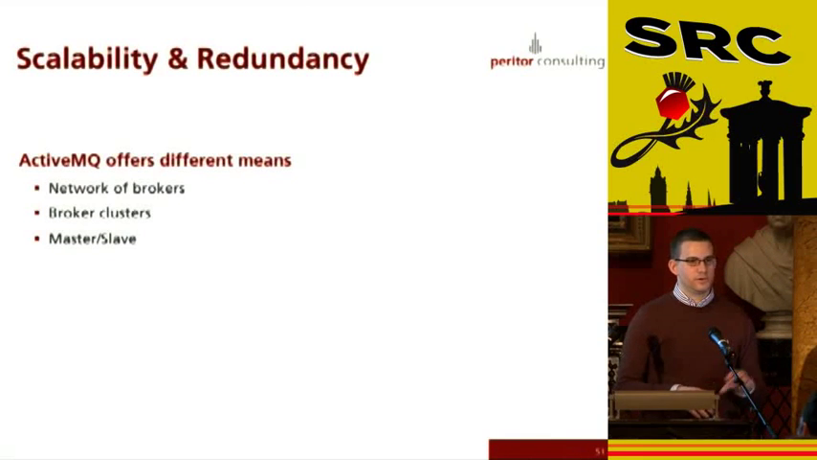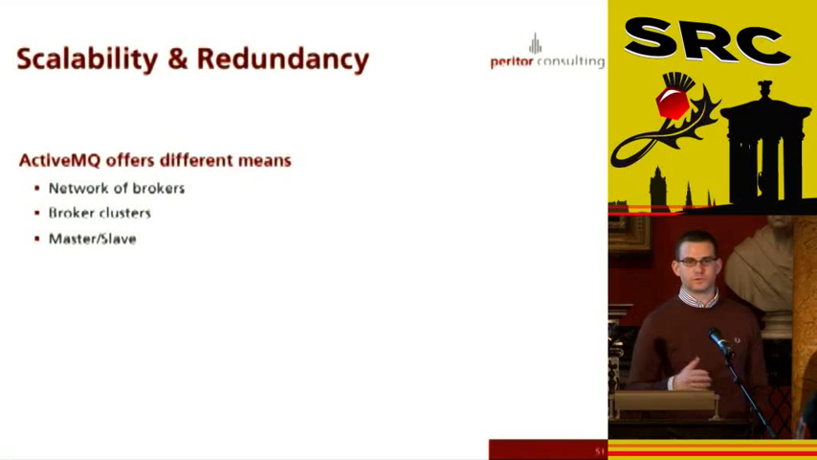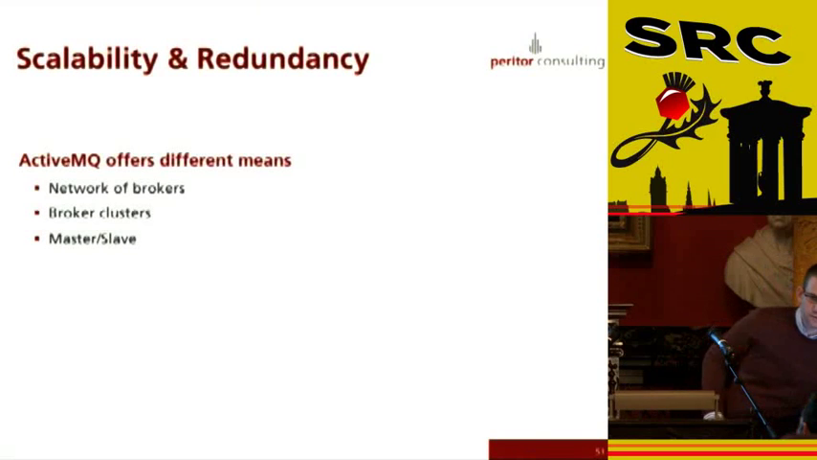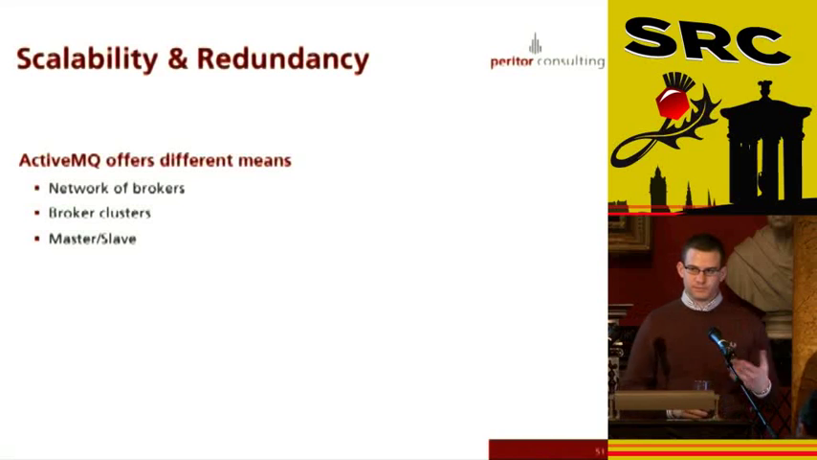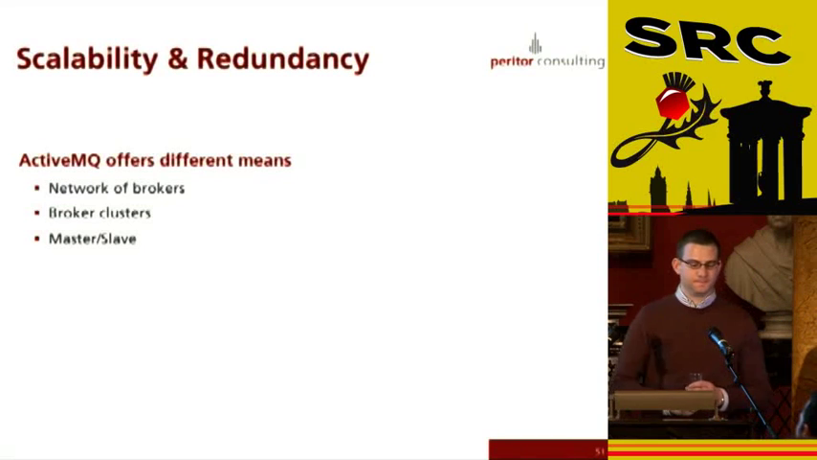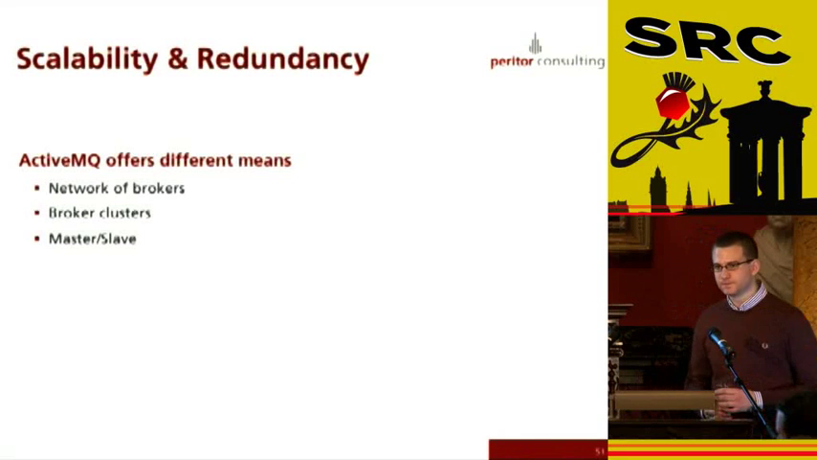So you can have, for example, per data center one broker, and then they talk to each other and relay traffic. You can have clusters, so that the client always tries to talk to multiple ones, and if one fails, it tries another one. And you can have master slave setups. So it's not too difficult to have a very scalable and reliable infrastructure with ActiveMQ. Of course, in practice, it's always more complex than that. But at least there is an official and documented way how you can do this.